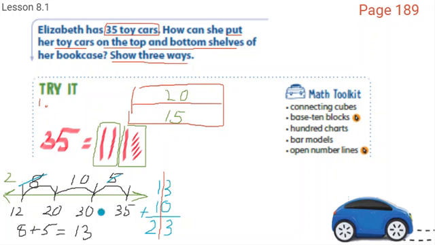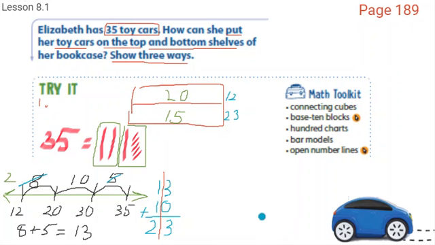So now, if I start out with 12 here at the top shelf, I'm just going to put it over here, 12. Then I'm going to have to put 23 at the bottom. I'm going to come back to all these numbers here in a moment.